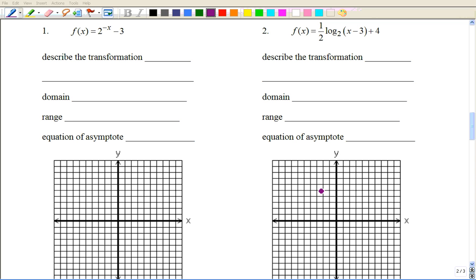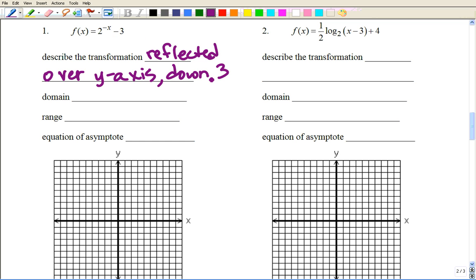Alright, so on number 1, we have f of x is equal to 2 to the negative x minus 3. Let's first of all describe the transformation. Remember, we always describe the horizontal first and then the vertical. So this negative in front of the x means that it is reflected over the x-axis, I'm sorry, y-axis. And then this minus 3 tells us that we're going to go down 3. So what we're going to do is take each of our parent points, reflect them over the x-axis, and then go down 3.